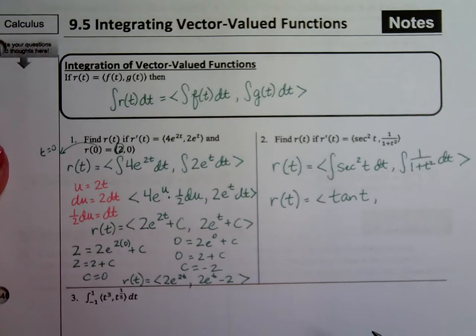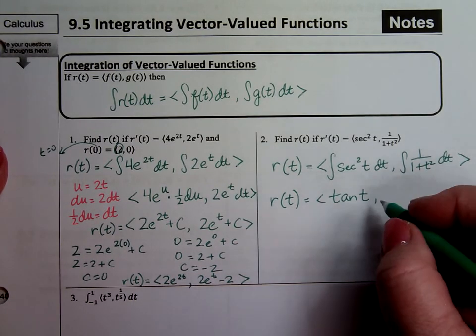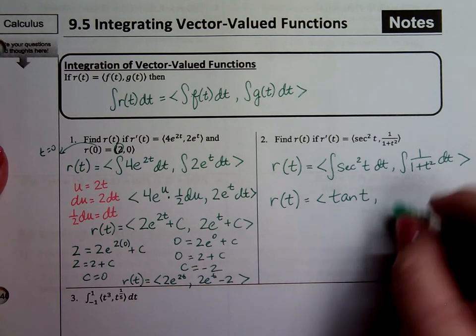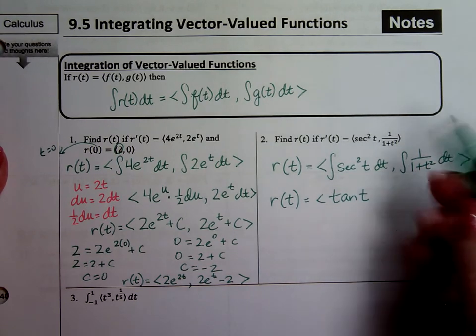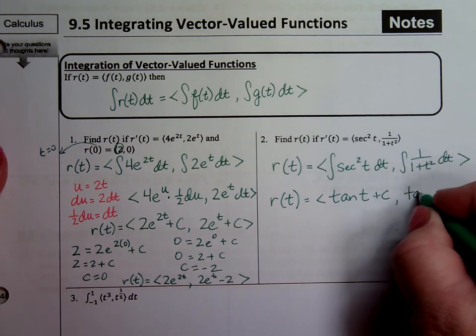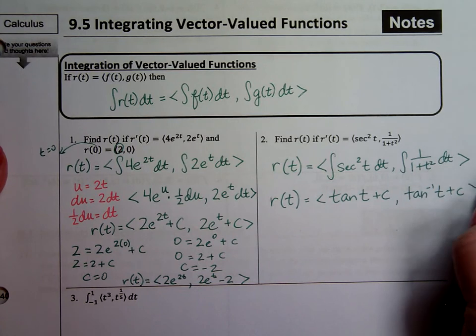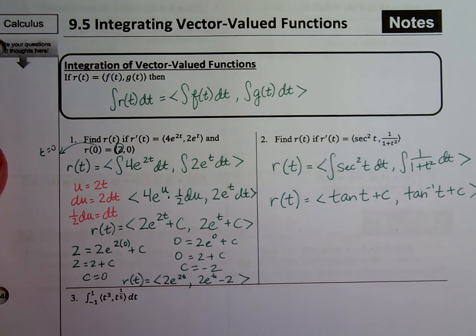One of your inverses, and if you remember, it's the inverse of tangent. Oh, I forgot my plus c here. Plus c. This one is going to be inverse tangent plus c. Did they give us an initial condition that we could figure out what c actually is? And the answer is nope, they did not. So that's your answer. There's your r of t.